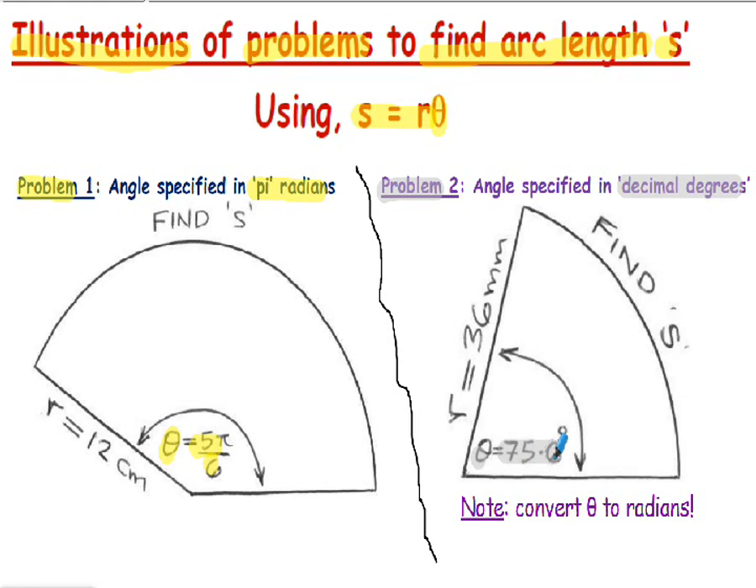Now what's essential here is that before we use the S equals r theta formula, we must convert the angle theta into radians. That's absolutely essential. Whenever we use this formula, we always have to have our angle theta in radians. It will not work if our angle is in degrees. It's very important to remember.